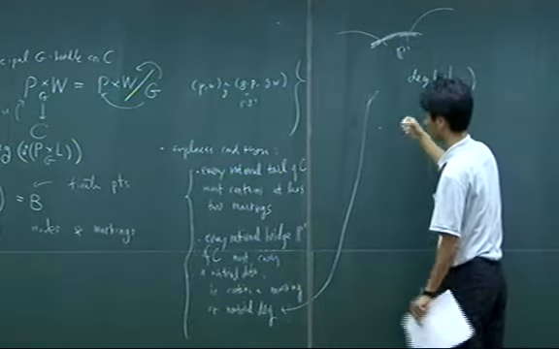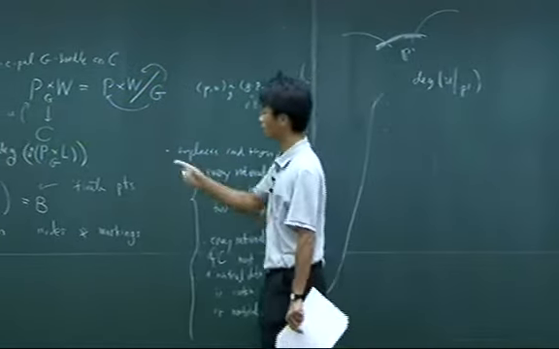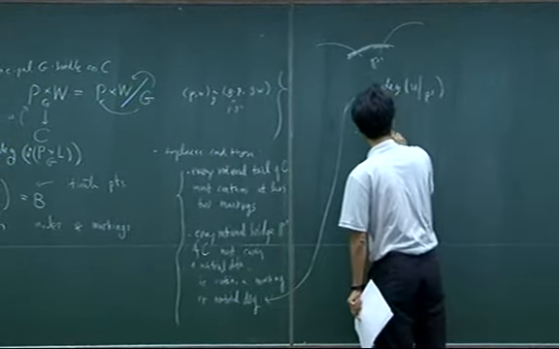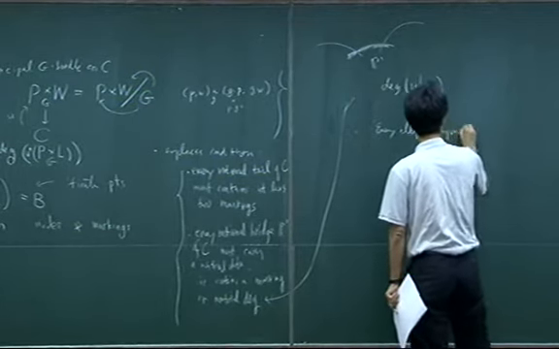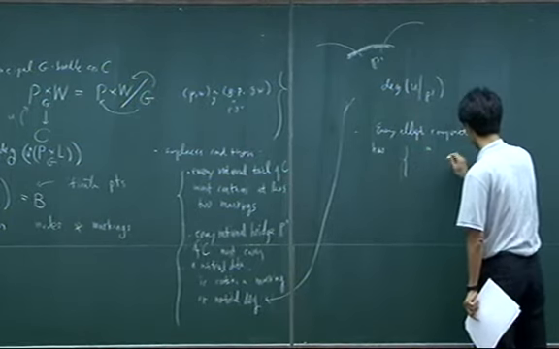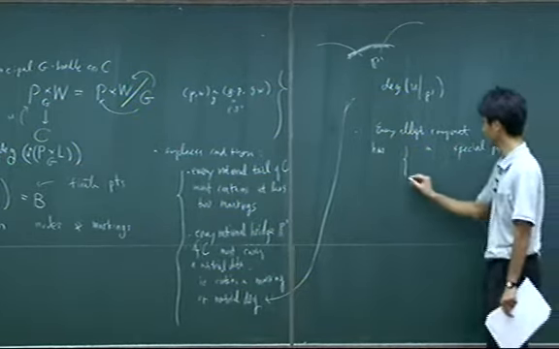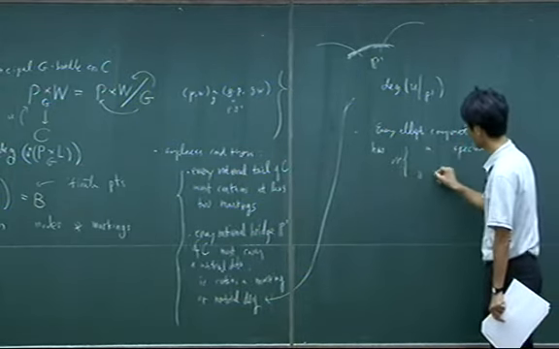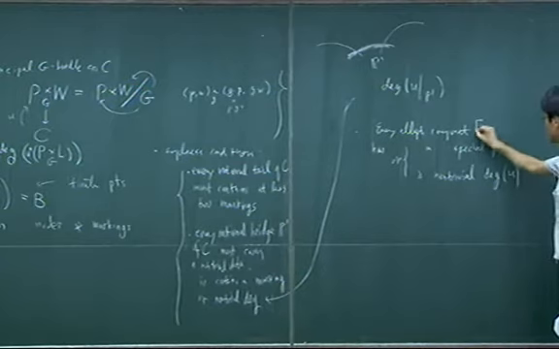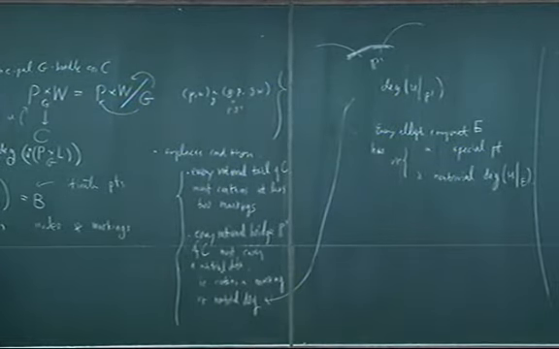And there's one more condition. Just like in the case of stable maps, we have to give a condition on the elliptic component. Every elliptic component has a marking or a special point. Here special point means a marking or node, or a non-trivial degree. Those are the concrete conditions we impose here.